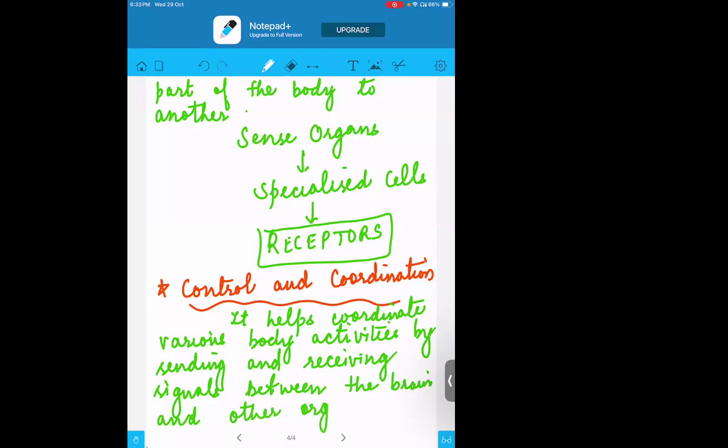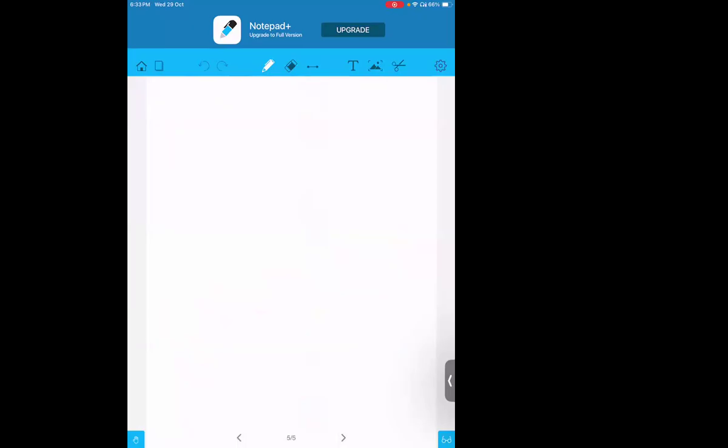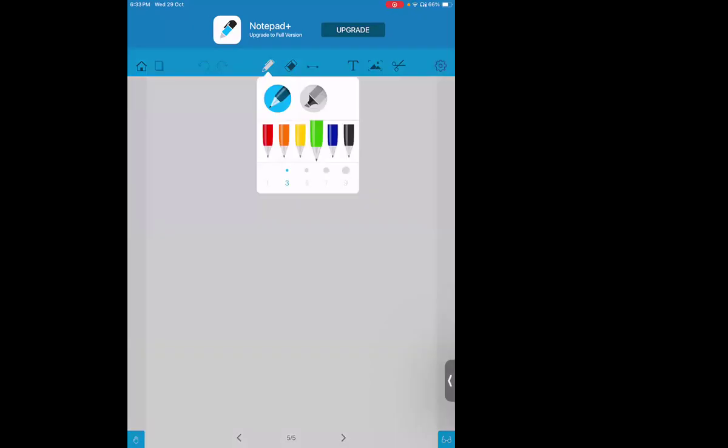And in between the study, he's feeling hungry also. So the stomach he has to take care of and the brain also has to take care, right? So that is the control and coordination. Two activities are going on together there.